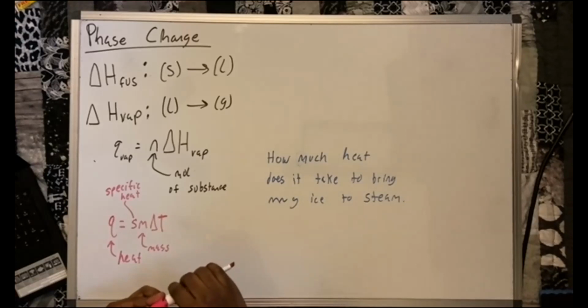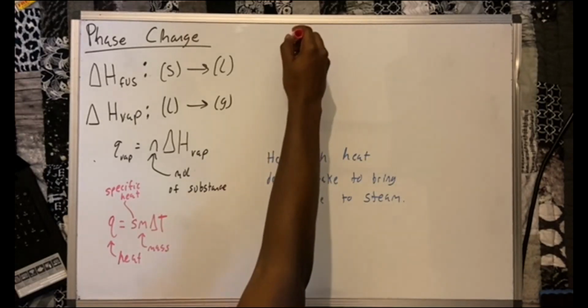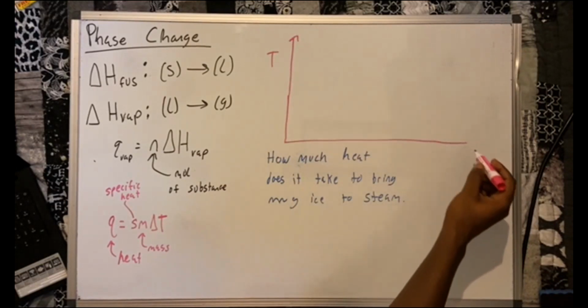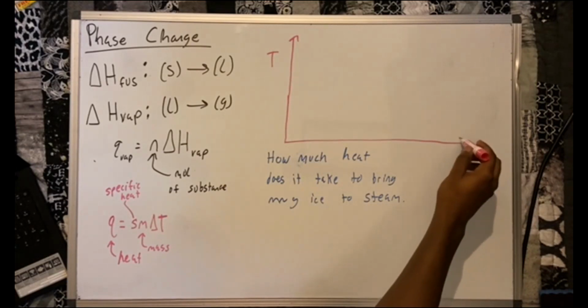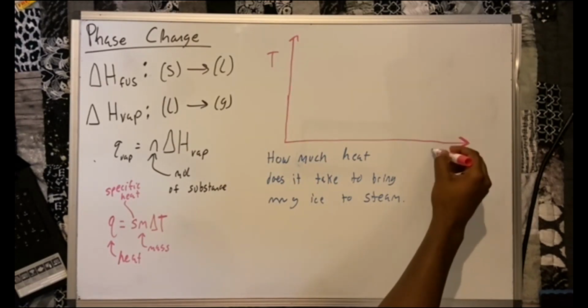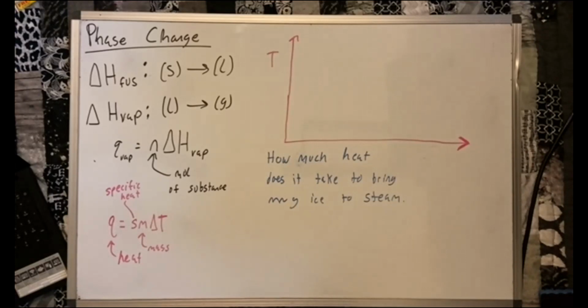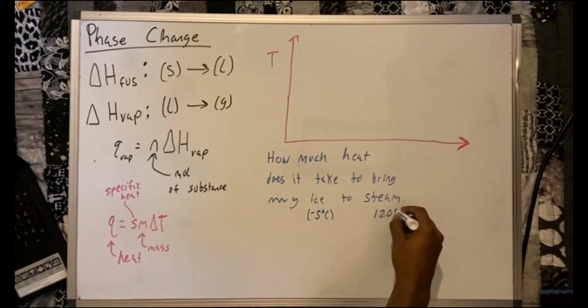And if I want to make a diagram, how do I do that? So here's my temperature axis. I don't know what the other axis is, maybe phase. We'll figure it out. Anyway, we would have different steps. We would start down here. Let's say this is -5 degrees Celsius, and this is 120 degrees Celsius.